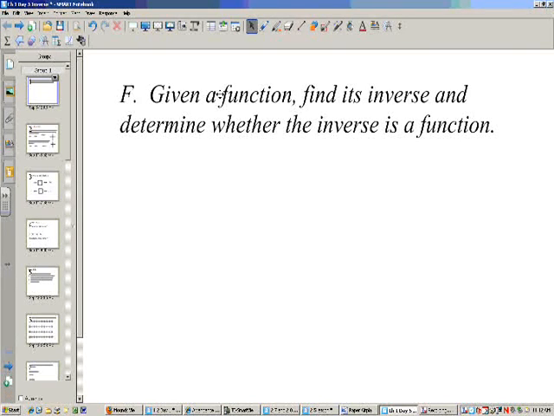Hello and welcome to our lesson on inverse functions. Today our goal is, for a given function, to find its inverse and determine whether the inverse is a function.